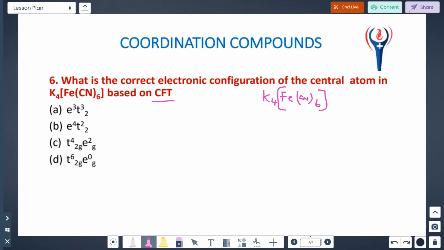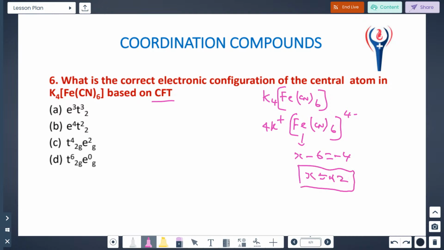As I usually tell you, split the compound and find the oxidation state. How to split? K4 means 4 K plus, and Fe(CN)6 is 4 minus. Then as usual find the oxidation state: X plus 6 times minus 1 is equal to minus 4. X is equal to plus 2. Correct or not?